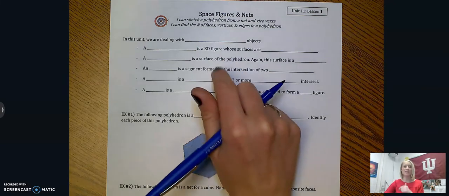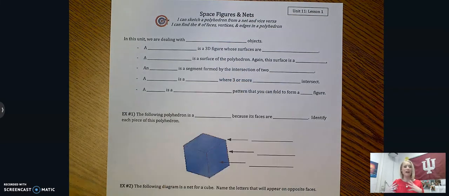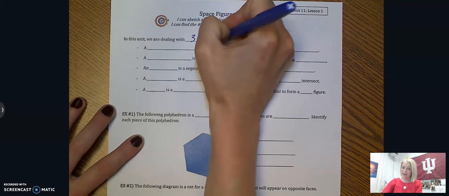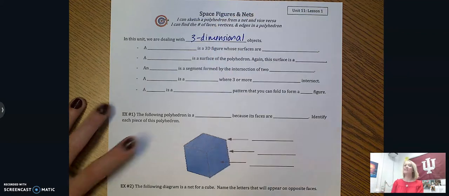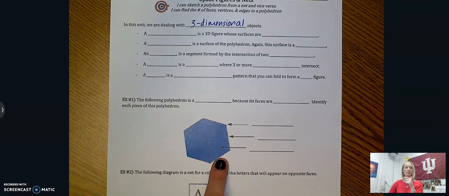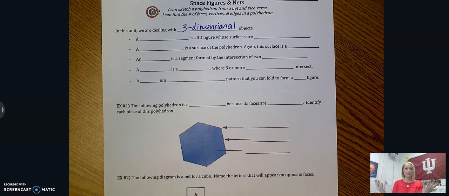Today's lesson is called Space Figures and Nets, but realize that in this last unit, Unit 11, the whole time we deal with 3D or three-dimensional figures, which we have not done hardly anything with yet this whole school year, so now is the time. What I'm going to do is lay out a bunch of different terms when it comes to 3D figures, and then I will show you where these pieces are on a diagram.